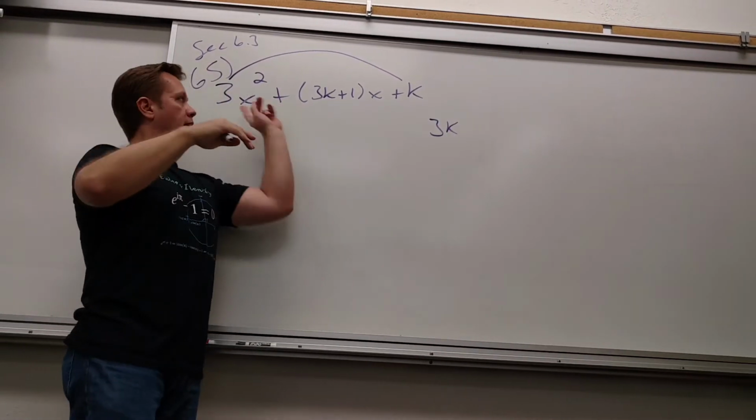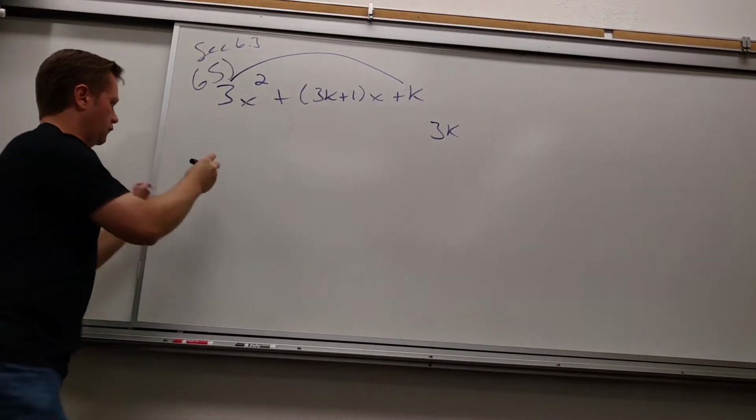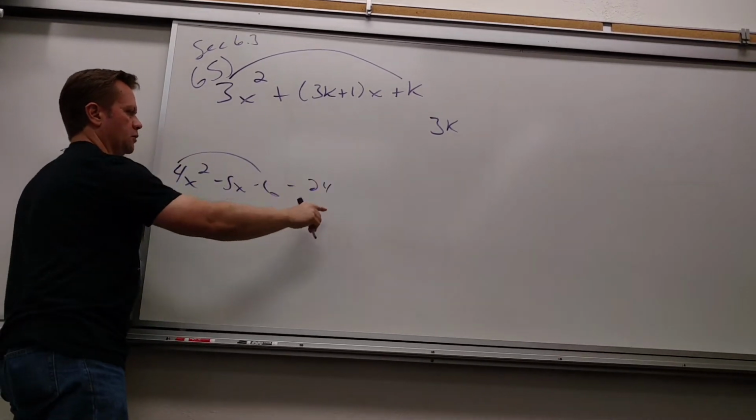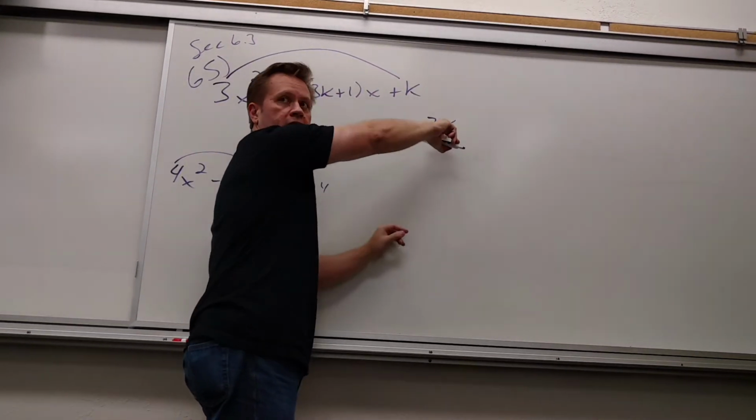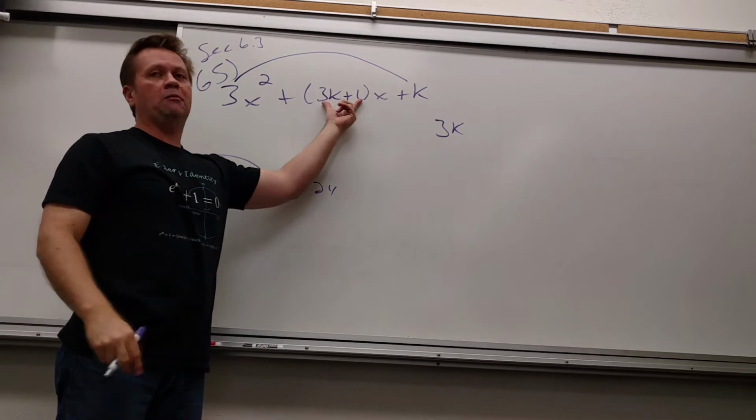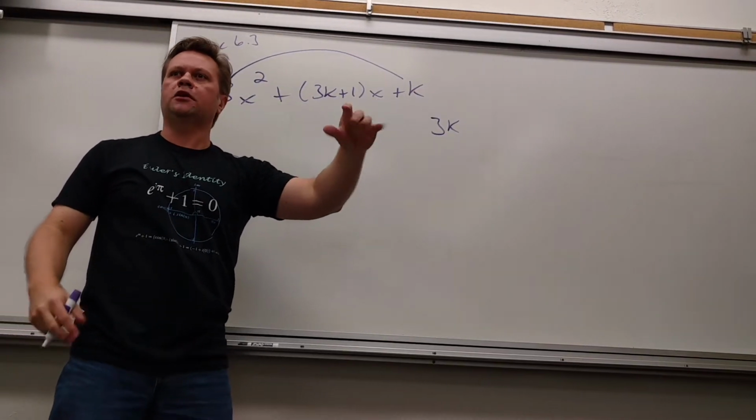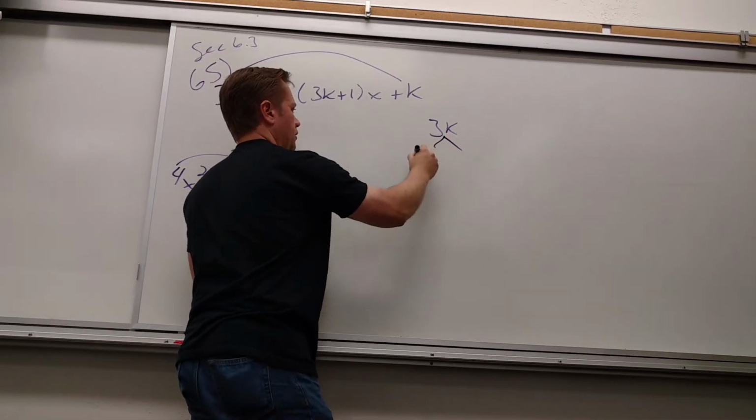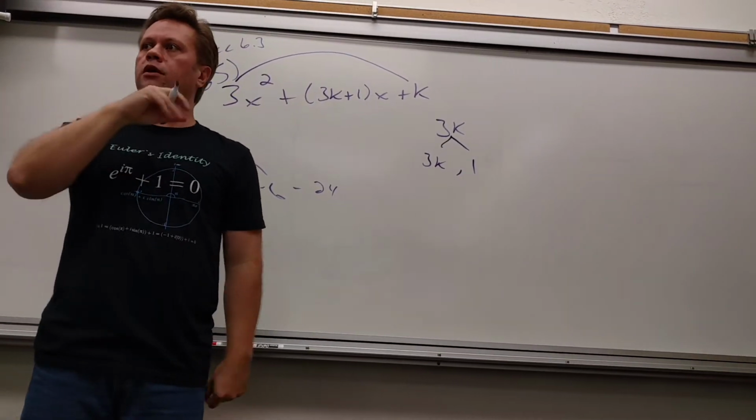I need, in general, when I multiply those, to find numbers that multiply to be this and add to be this. Well, what adds to be 3k plus 1? 3k plus 1 and 1. And what's 3k times 1? Holy shit. So the factors of this are 3k and 1. Holy shit.